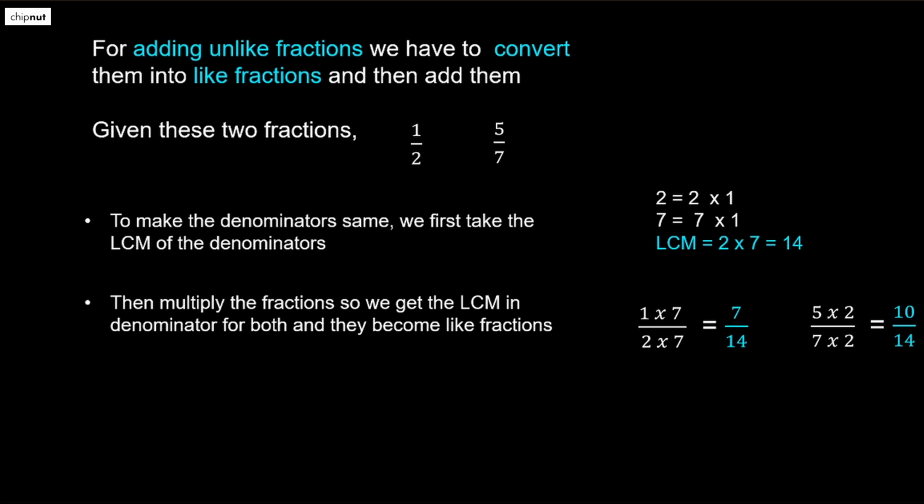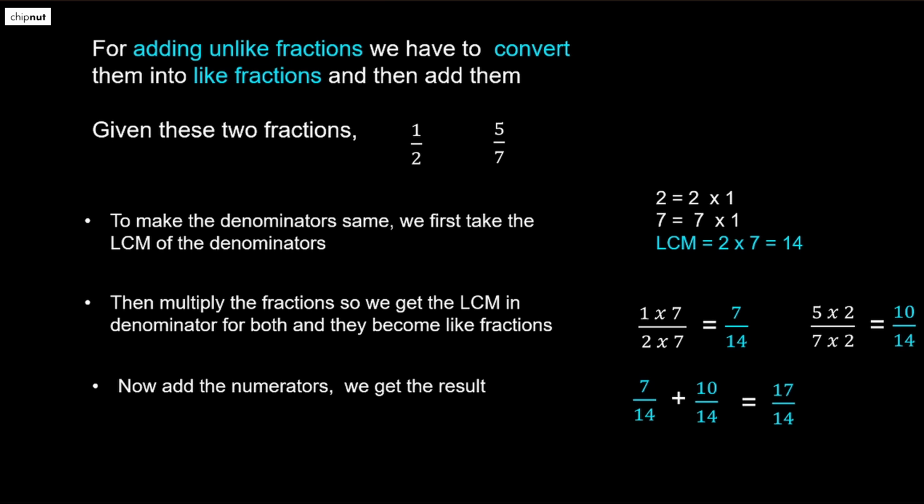Same with 5 by 7, multiplied by 2, both in the numerator and the denominator, gives us 10 by 14. Now these become like fractions and we have to just add the numerators and we get 17 by 14. This is the result. So in any operation like comparison, addition, we have first converted the unlike fractions into like fractions and then done the necessary operation.